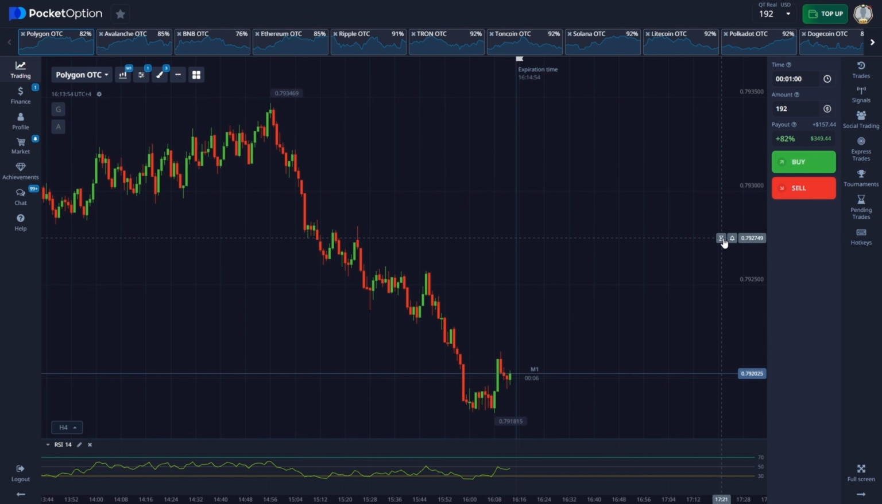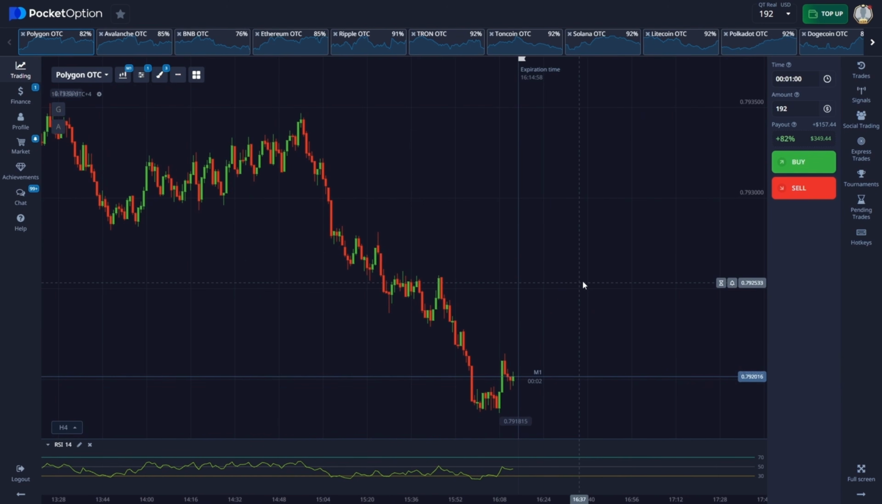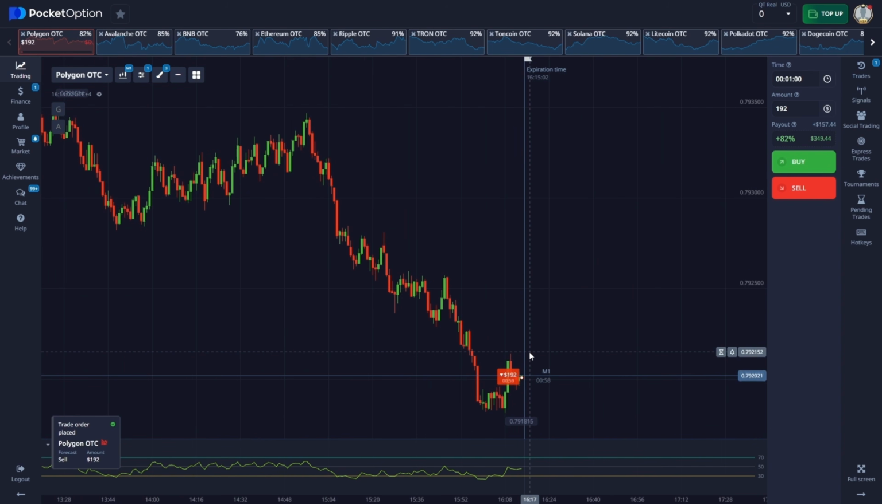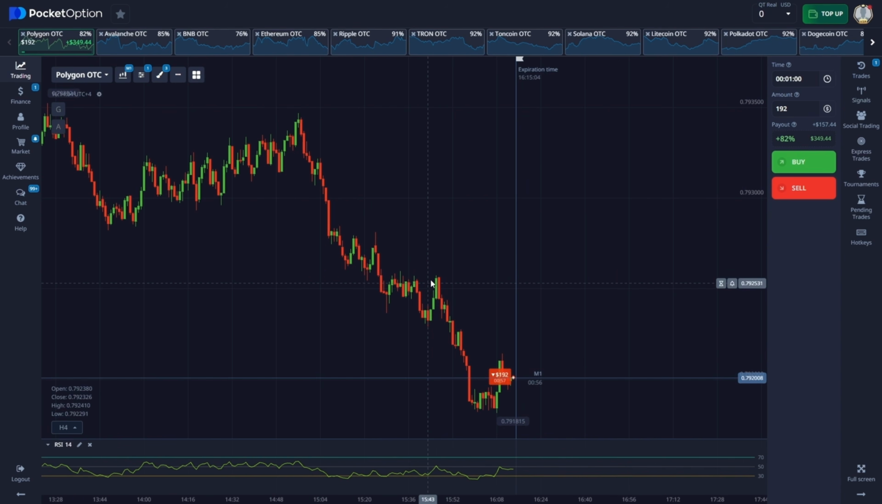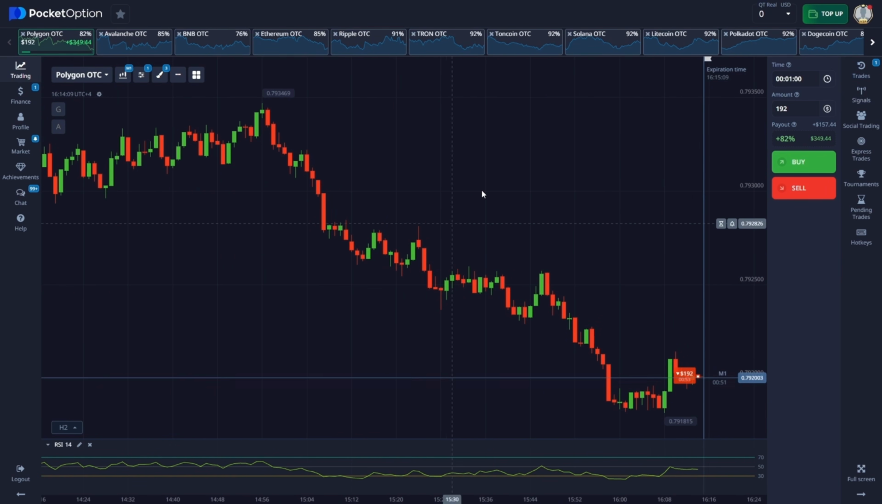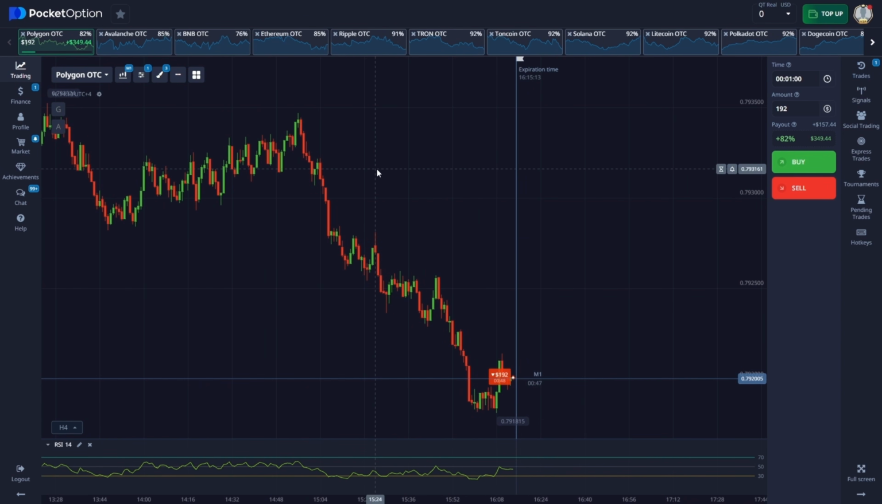On Polygon OTC, we have a trade for the downside move. If this current candle closes as a green candle near the RSI level of 50, then we can try for the downside move. The candle closed near the RSI level of 50, so I placed the trade for the downside move, worth $192. As you can see, there's also a downtrend, and the trade is currently going in our favor.